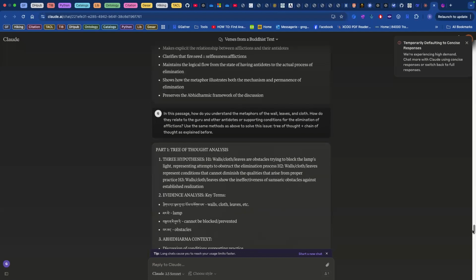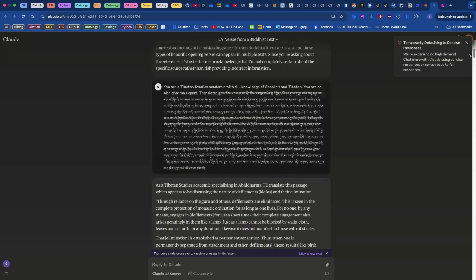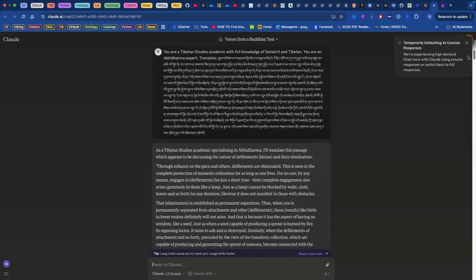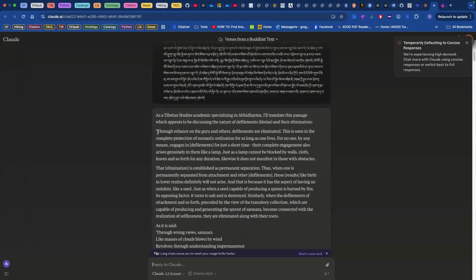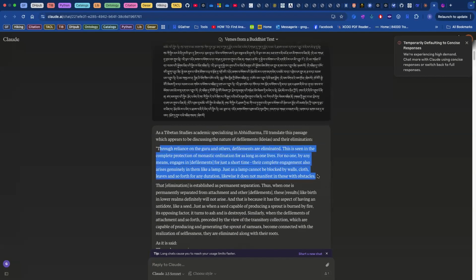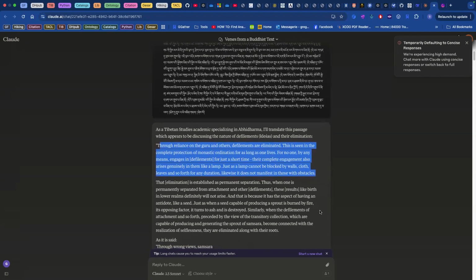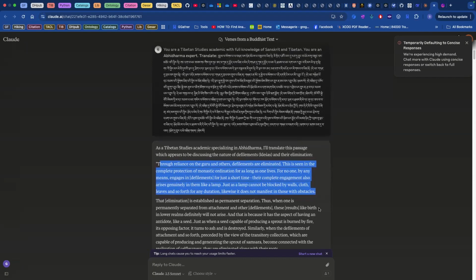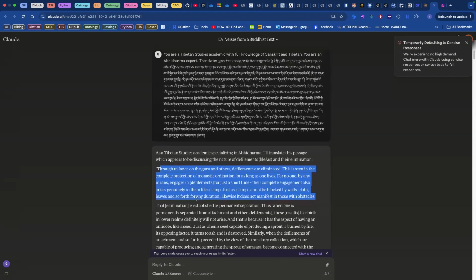I don't know if I have the passage here with Claude first. So yeah, it's here. And the passage we're going to be looking at is this little passage here. So it's at the very beginning, I think, of the commentary. And so it's quite complex because this is the translation that Claude produced.